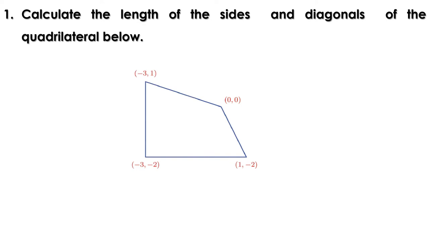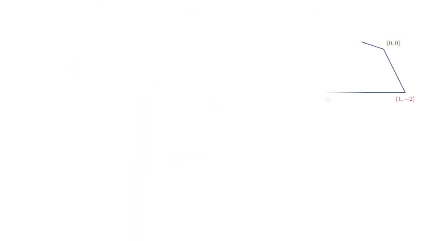Calculate the length of the sides and diagonals of the quadrilateral below. First of all, let us give a name for this quadrilateral. Let it be ABCD. We need to find the length of the sides and the length of the diagonals. Let us take one by one. First of all, let us find the length of the side AB.